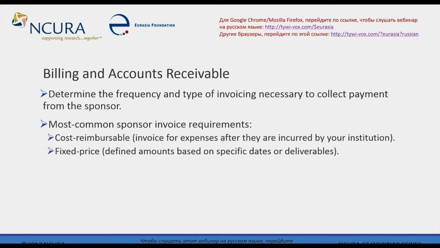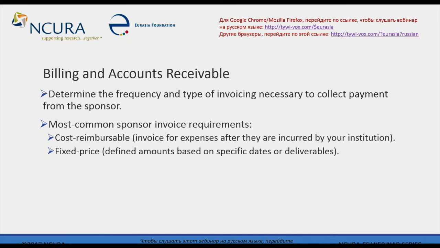From a financial perspective, billing and accounts receivable may be the most important award management responsibility. Receiving the cash from the sponsor does not happen automatically. You will need to determine the frequency and the type of invoicing necessary to collect from the sponsor. These requirements are typically laid out in the grant or contract agreement. If they aren't, you do need to have conversations with the sponsor to ensure you understand how the funds will be transmitted to your organization.